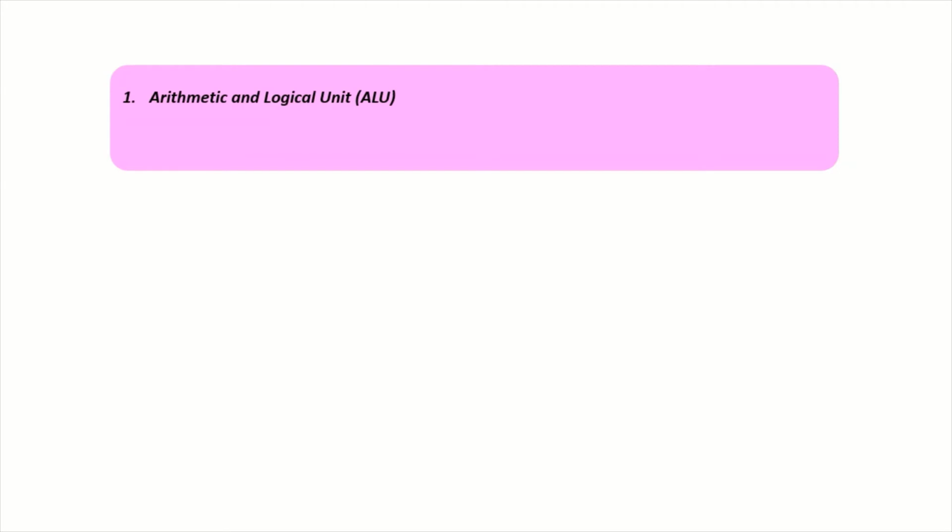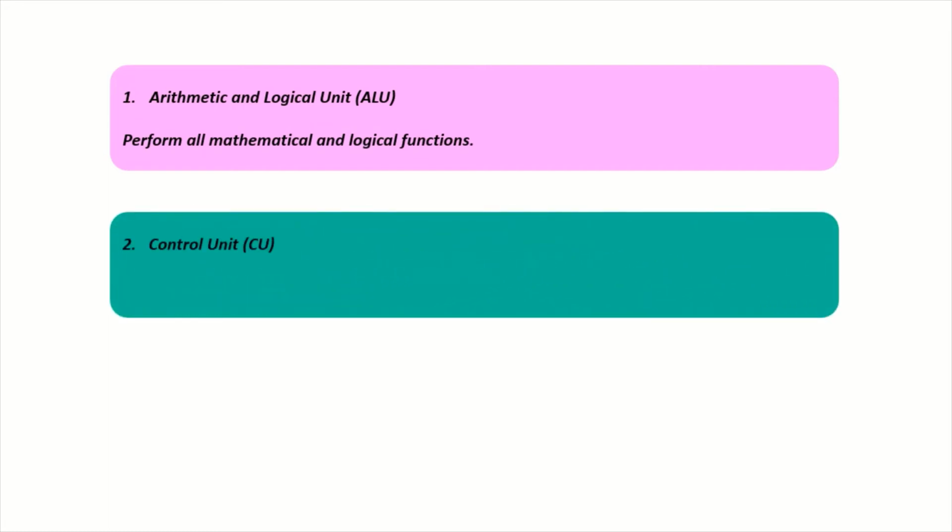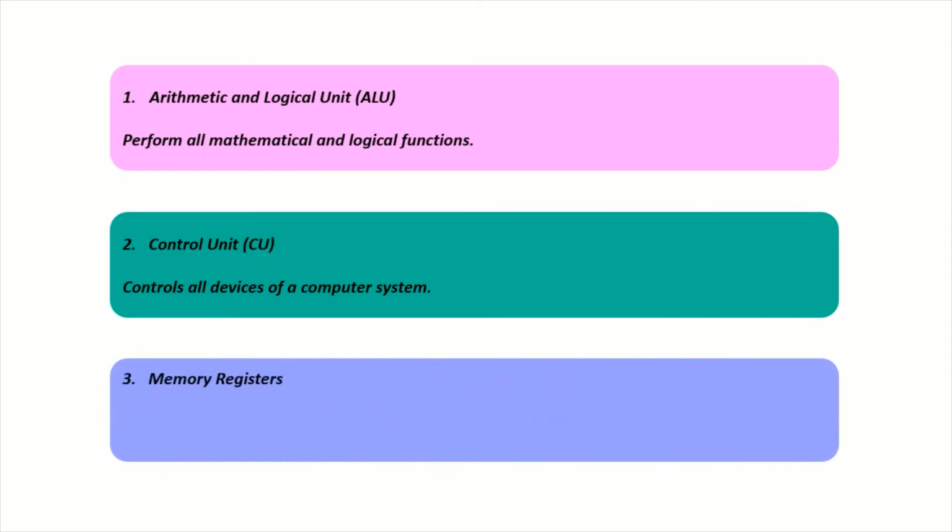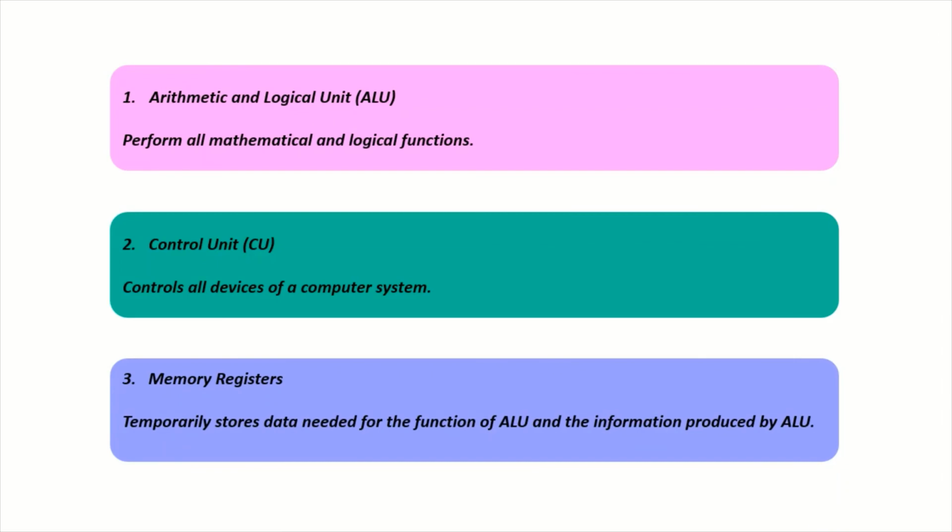Arithmetic and Logical Unit, ALU. Perform all mathematical and logical functions. Control Unit, CU. Controls all devices of a computer system. Memory registers. Temporarily stores data needed for the function of ALU and the information produced by ALU.